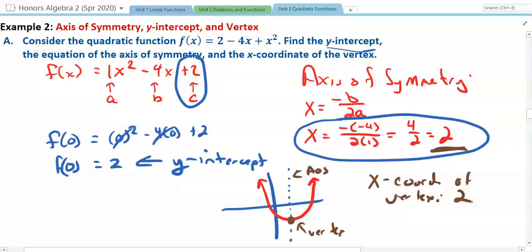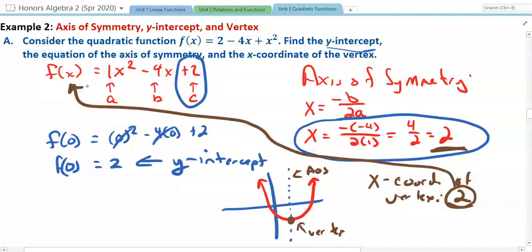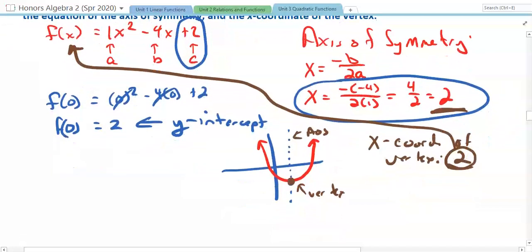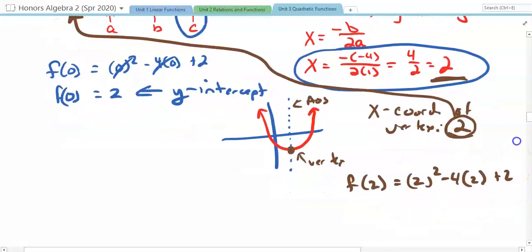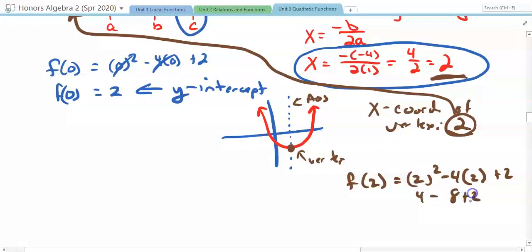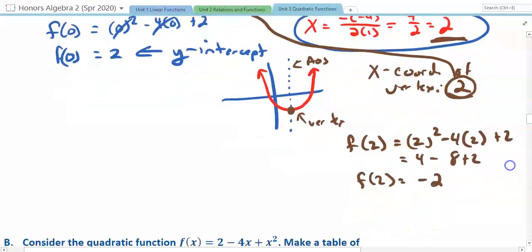Now, let's talk about if I had to find the y-coordinate and find the whole ordered pair. Well, I'm going to take this x value and plug it back into my function to find the y-coordinate of the vertex. Now again, this problem didn't ask for that, but I'm going to go there. So I'm going to do f of 2, and that's equal to 2 squared minus 4 times 2 plus the 2. Adding all this together, we're going to get 4 minus 8 plus 2. And so f of 2 is equal to negative 2, which means that my vertex is at 2, negative 2. And so that would be the point of my vertex.